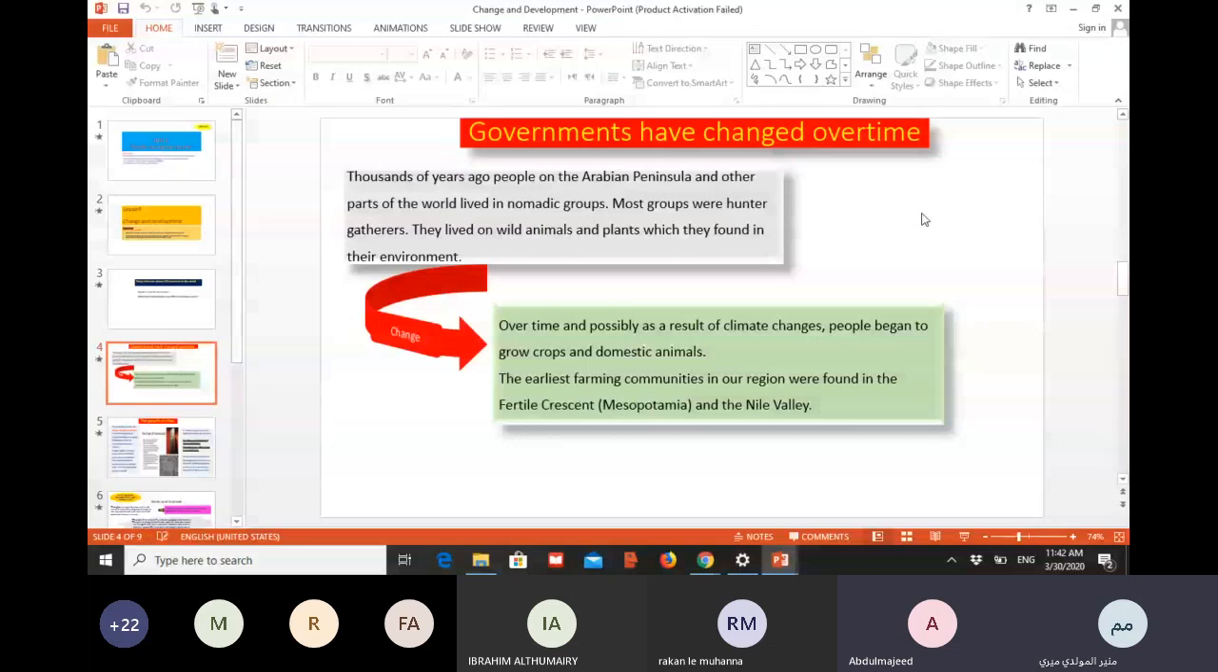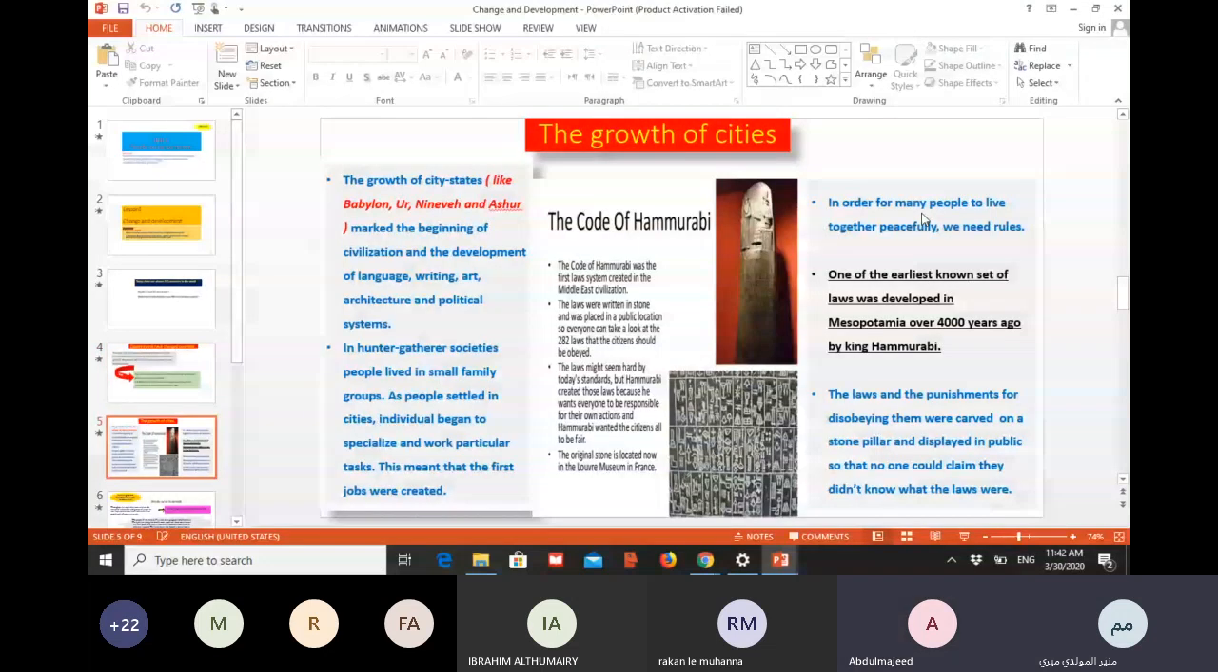Teacher, they also lived in nomadic groups. Yeah, they lived in nomadic groups. That's right. Nomadic groups are small groups with a leader. So we always find a leader in a small nomadic group. Later on we are going to discuss this point because it is important.